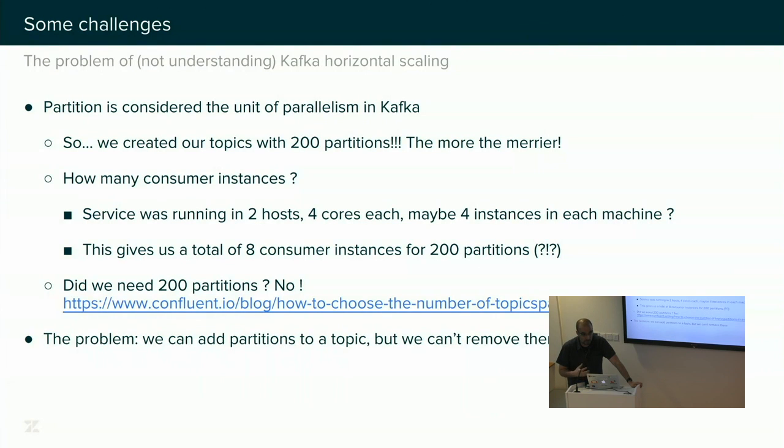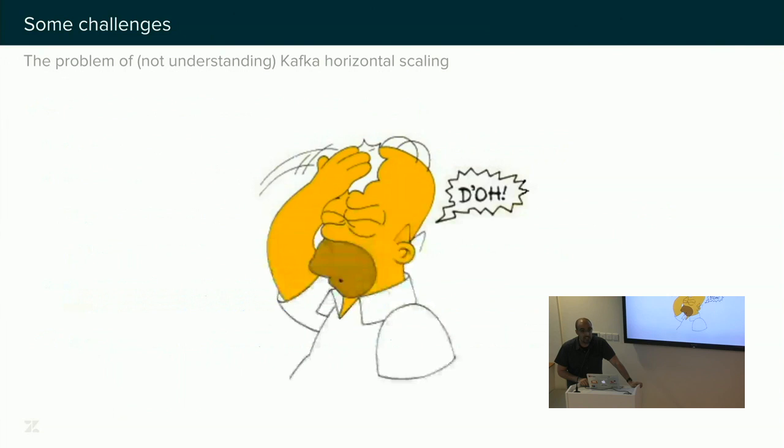So there are some consequences that we didn't think about because we didn't know at the time, and we decided, okay, let's reduce the number of partitions to a sane number, what we thought was a sane number. The problem with this is that we can easily add partitions to a topic, but we cannot remove partitions from a topic without recreating the topic. Now, doing this with a live application that was already in production was a bit of a challenge. And this is how we felt.